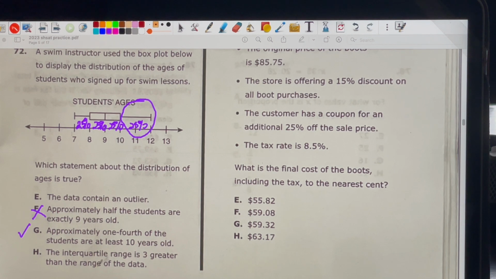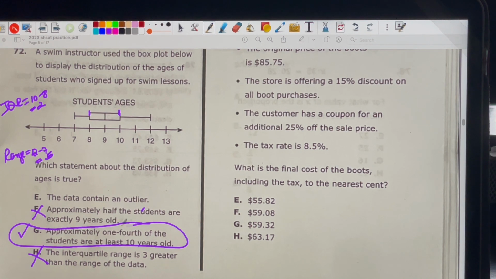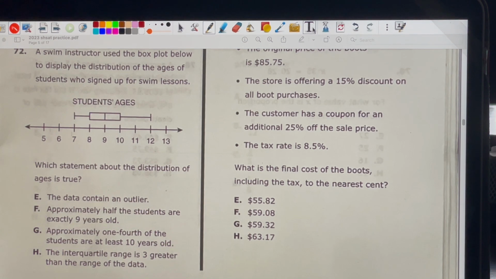The interquartile range is 3 greater than the range of the data. Well, first of all, the interquartile range is Q3 minus Q1. Q3 is 10, Q1 is 8. So the IQR is 10 minus 8, which equals 2. And the range is highest minus the lowest. The range of the data is 12 minus 7, which is 5, not the same thing as the interquartile range. The interquartile range is 3 greater than the range of the data? No, that's not true. The range is 3 greater than the interquartile range. So this is also false. So the only one is this one. 74.